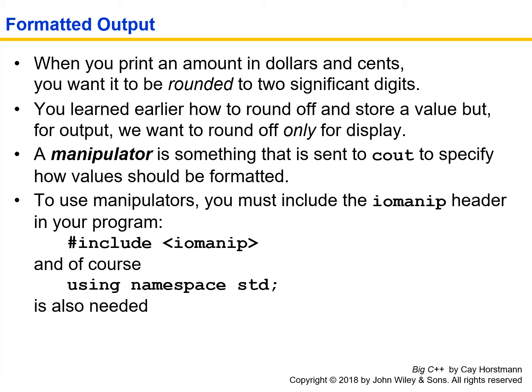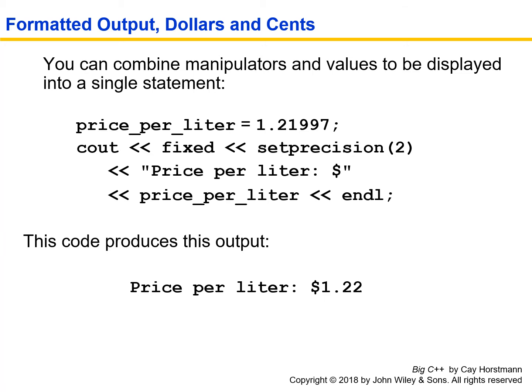Output manipulators are found in the iomanip library. And so we're going to have to #include <iomanip> in addition to #include <iostream>. The manipulators, like fixed, which sets a fixed number of decimal points, and setprecision, which tells it how many decimal points you want to use, are just passed to cout using the standard output operator notation, the << sign.